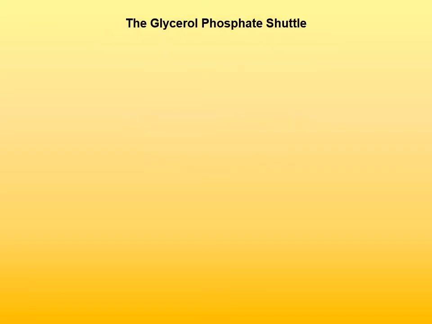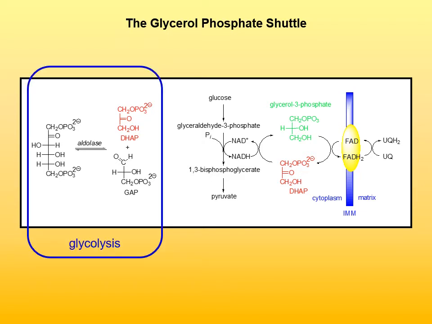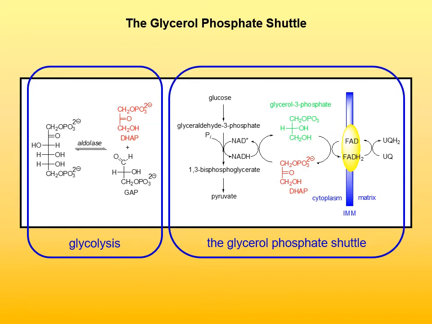First, we will examine the glycerol phosphate shuttle. Dihydroxyacetone phosphate, which is produced, as you probably recall, in the course of glycolysis by action of aldolase, is reduced in the glycerol phosphate shuttle to form glycerol 3-phosphate.